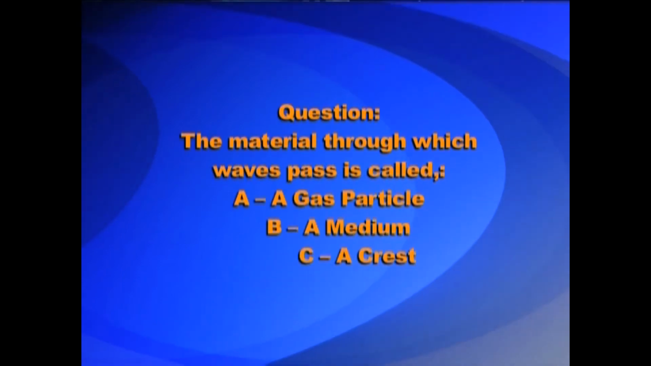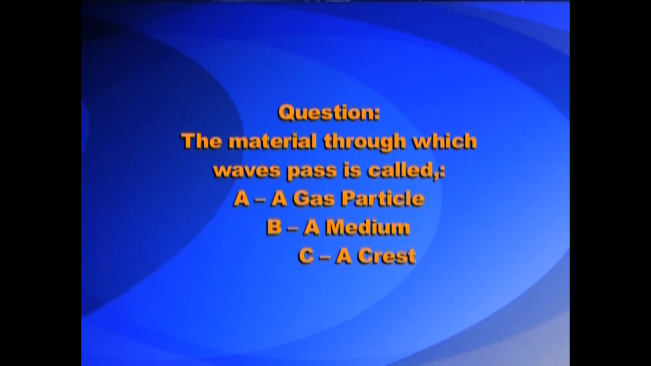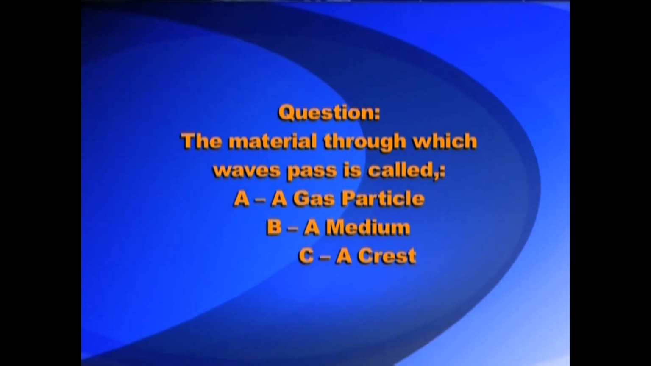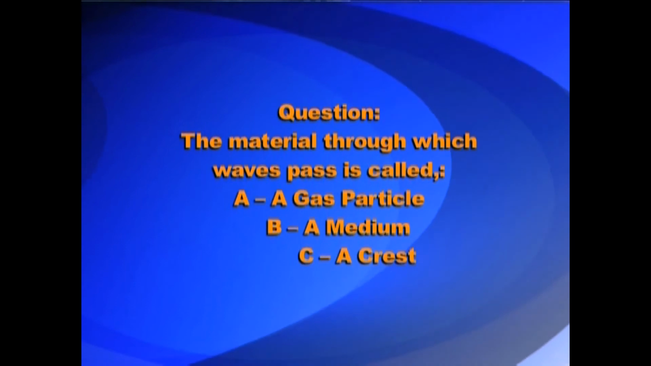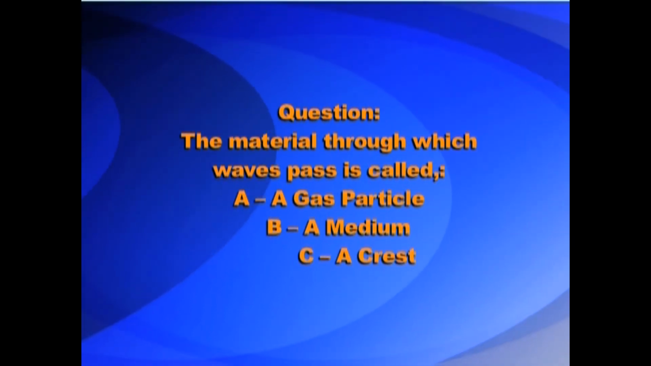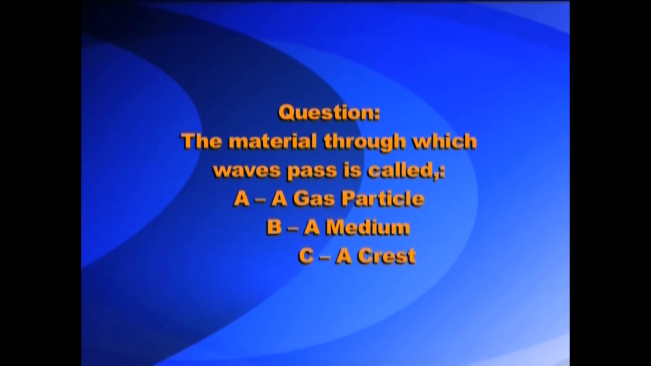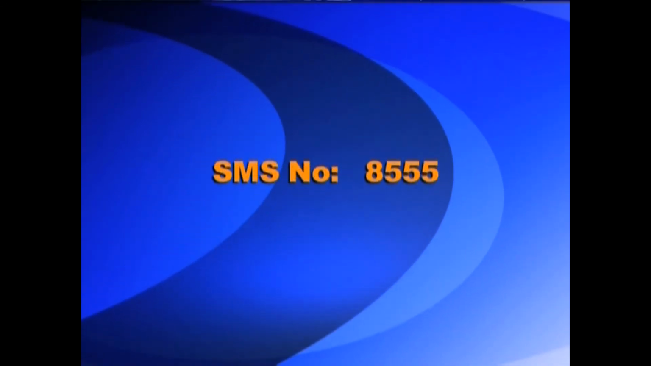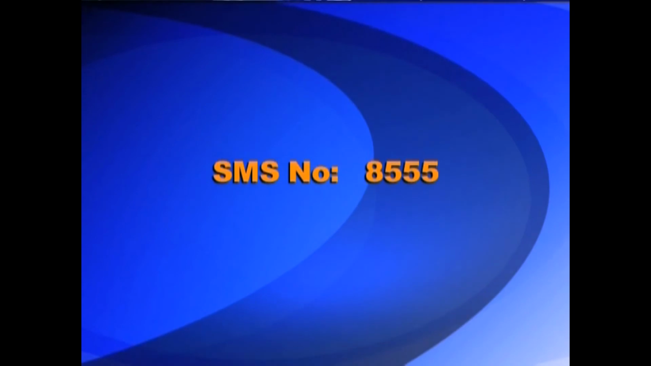Here is the question. The material through which waves pass is called A, a gas particle, B, a medium, or C, a crest.